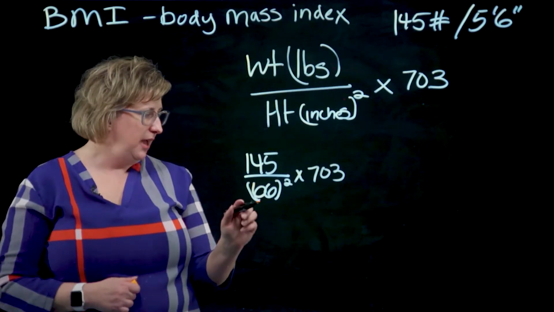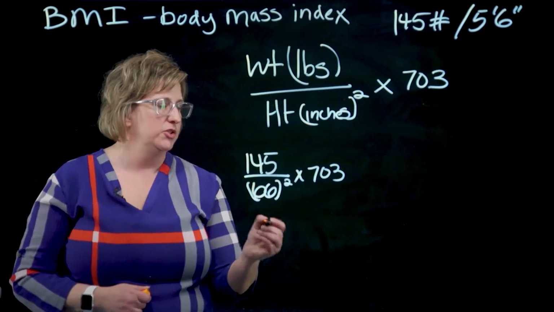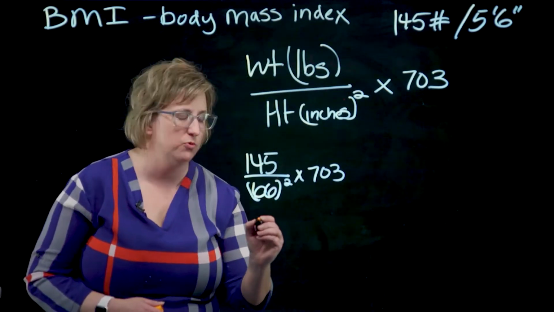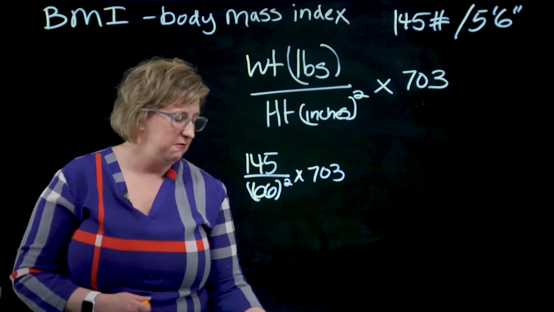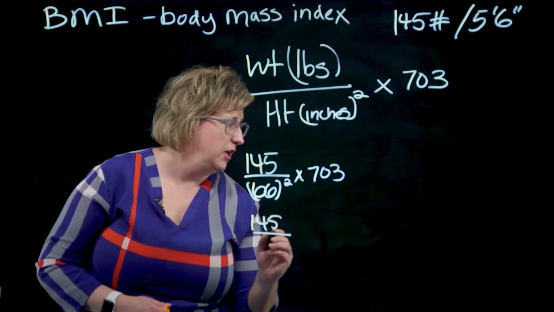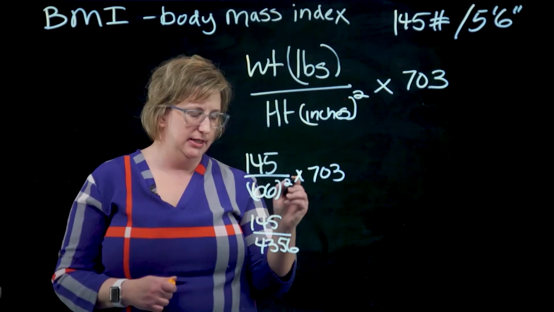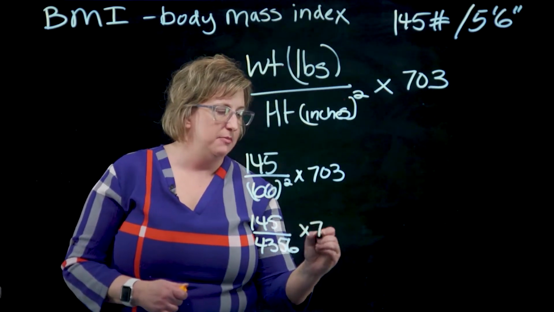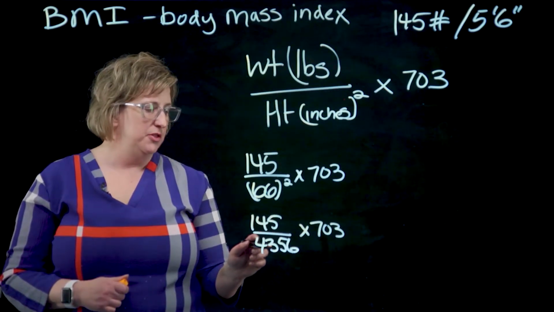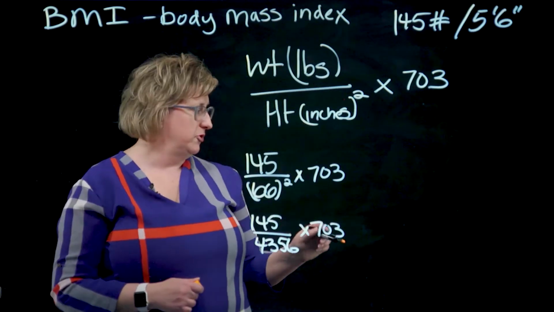So when I do the math here, when I calculate this now, I would do the dividing first. So if I divide 145 into the 66 squared, first off, what is 66 squared? Get your calculator out and find out what 66 squared is. So in this case, 145 over 4356, which is 66 squared, and then I'm going to multiply that by 703. So now I can take my 145 into my 4,356, and then I can multiply that by 703.